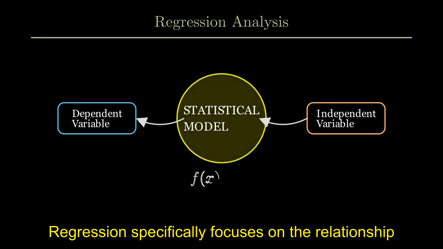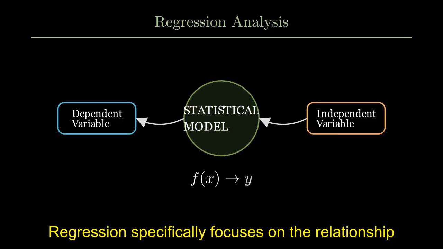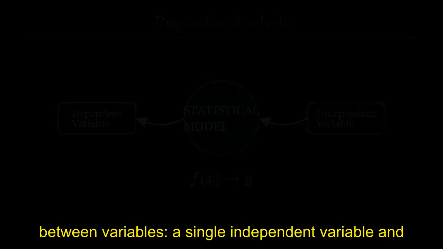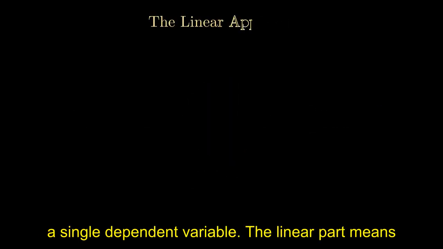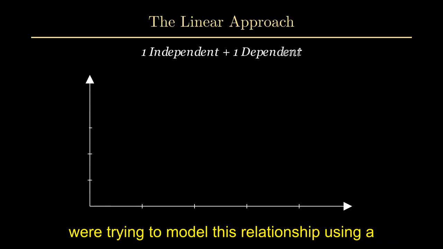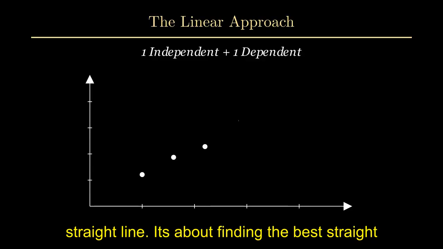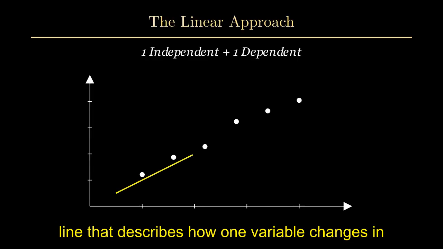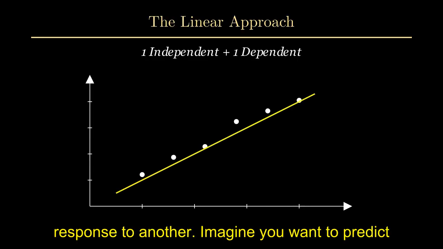Simple linear regression specifically focuses on the relationship between a single independent variable and a single dependent variable. The linear part means we're trying to model this relationship using a straight line. It's about finding the best straight line that describes how one variable changes in response to another.